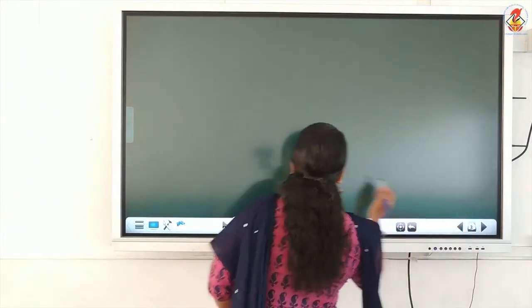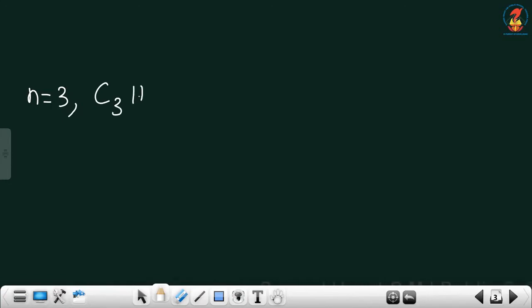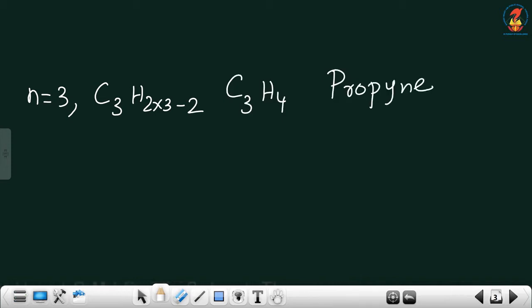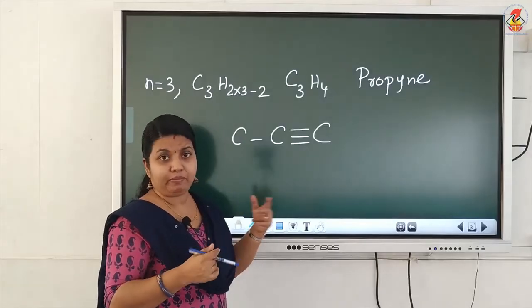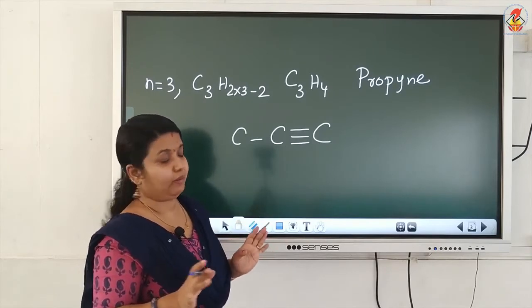Now, we move on to n is equal to 3. C3 H 2 into 3 minus 2. So, what is it? C3 H4. So, carbon 3, it is prop with the YNE, making it propyne. So, draw 3 carbon atoms. One of the bonds should be a triple bond. You can write the triple bond on this side also, there is no problem, that is your choice. There should be one triple bond between carbon atoms.